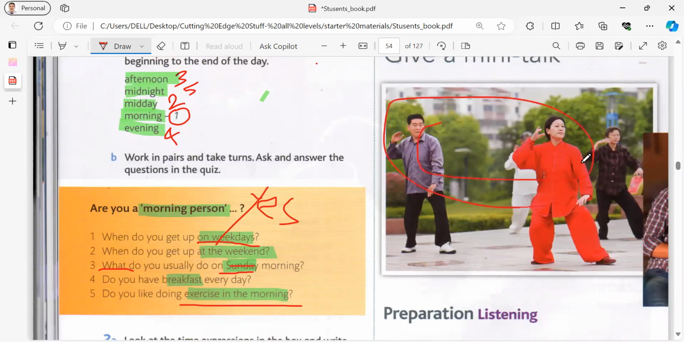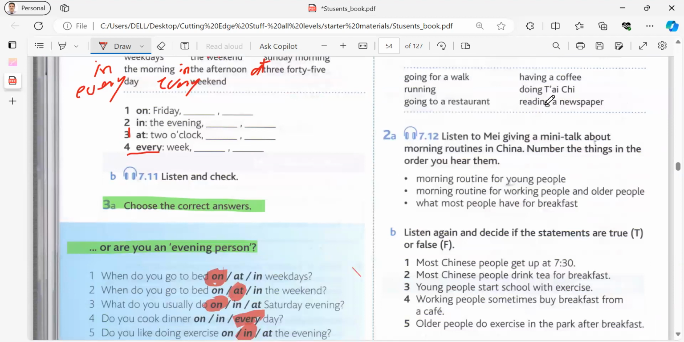What are they doing? They're doing exercise. Doing Tai Chi. This is Chinese Tai Chi sport, too. Yeah.